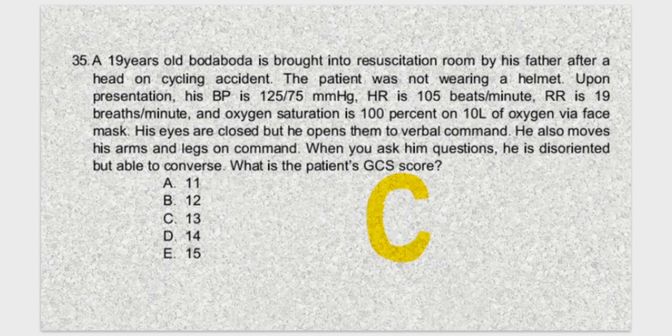So you can calculate the Glasgow Coma Scale on eye opening, motor response, and verbal response, as you can see from the question, and then you get the answer is 13.